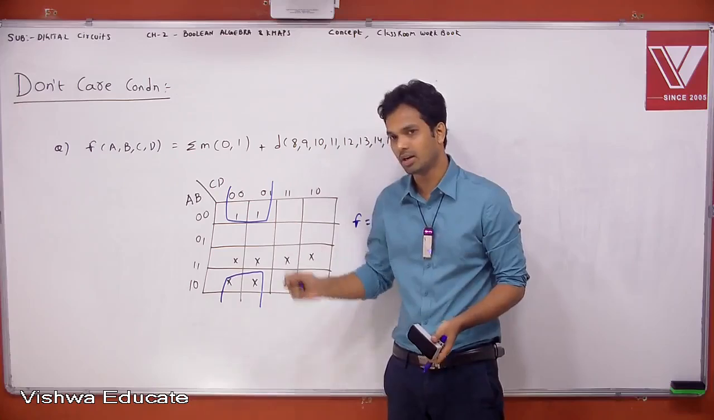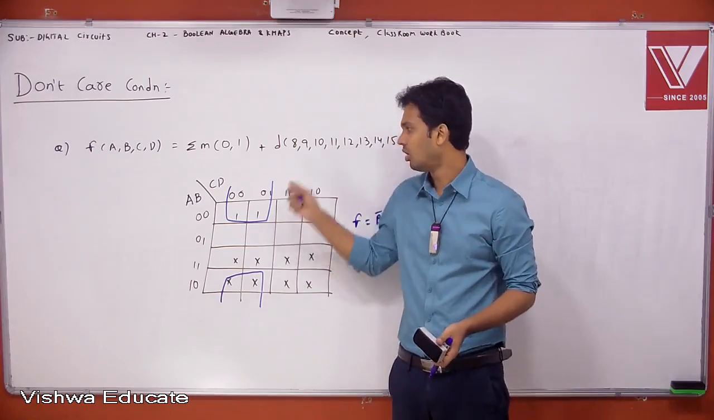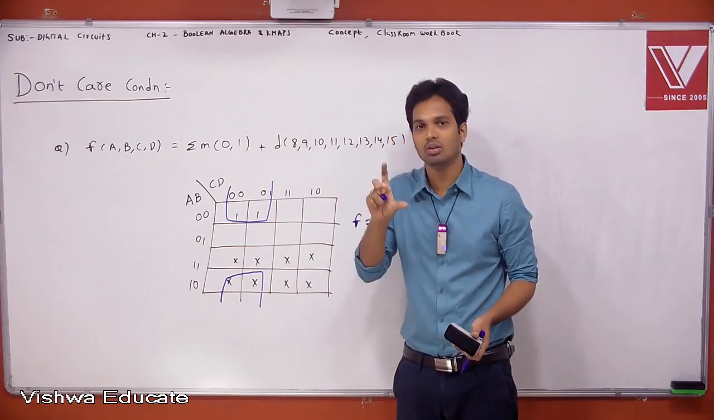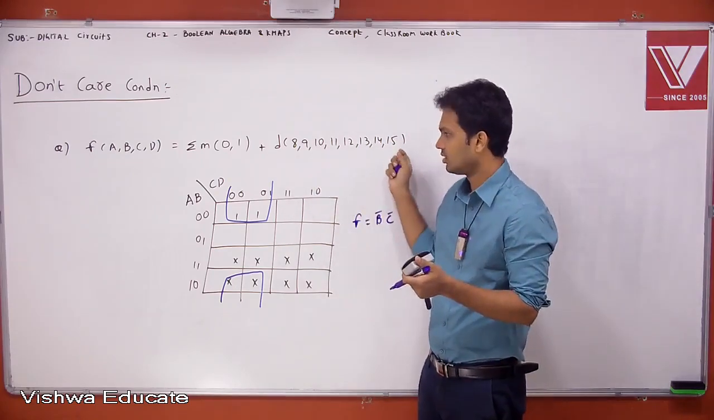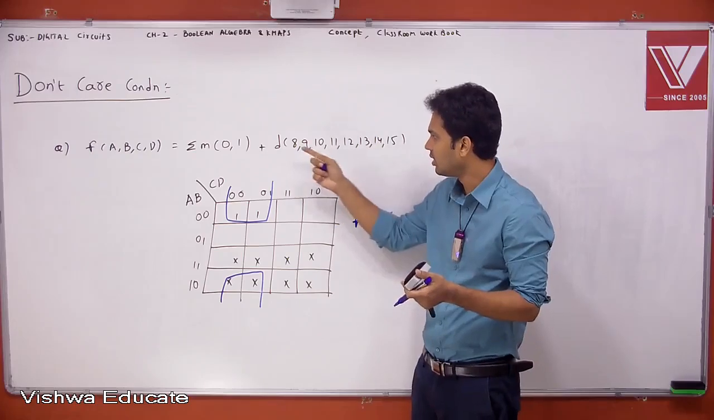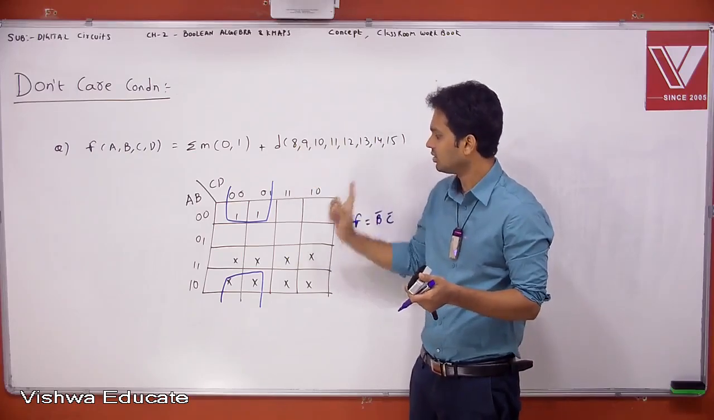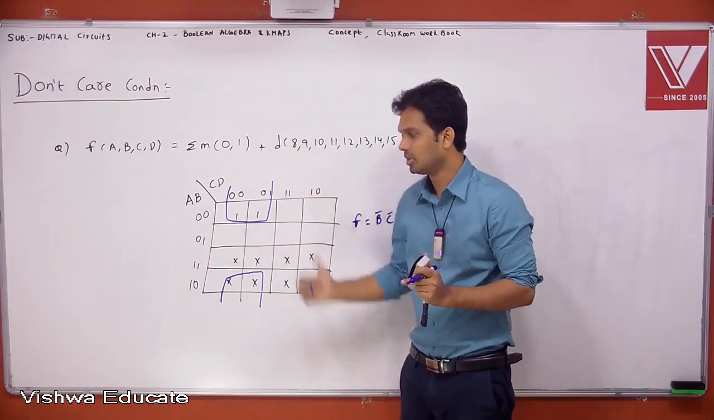Don't care can be treated as either 0 or 1. How the don't care condition occurs depends on the function. In that function, suppose these will never occur. You have a 4-bit input, but these combinations are not occurring in that function. Then you can take it like this. Copy it.